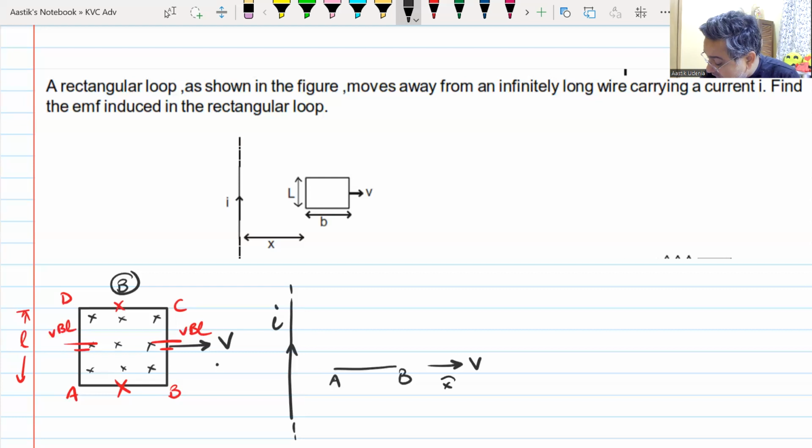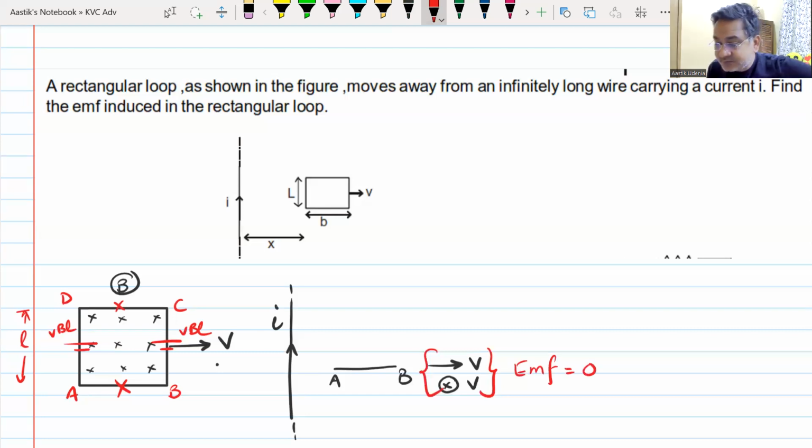Anyways, if I make the velocity go inside like this, and then I ask you the same question, what is the EMF induced in this wire AB? What is your answer? If the velocity is inside, 0, sir. Why is it 0 now? V is parallel to B. So in both the cases, EMF induced will be 0. Do we understand this, everyone?